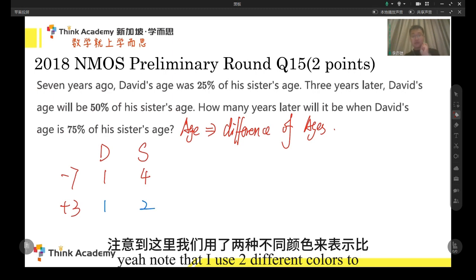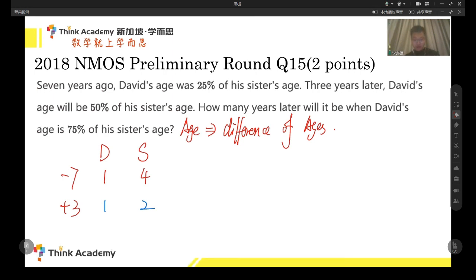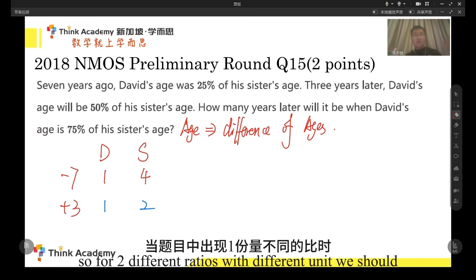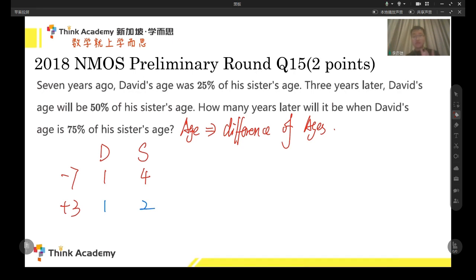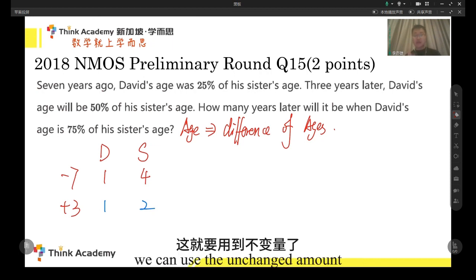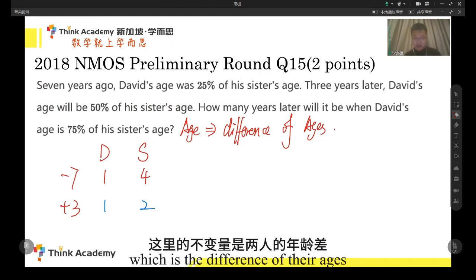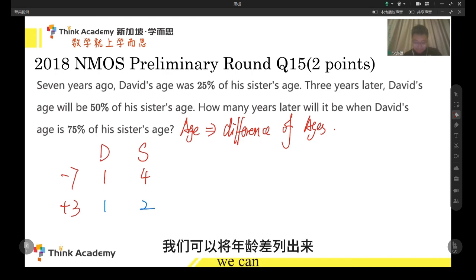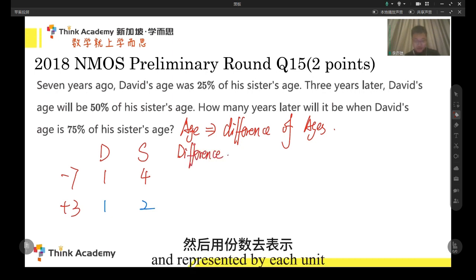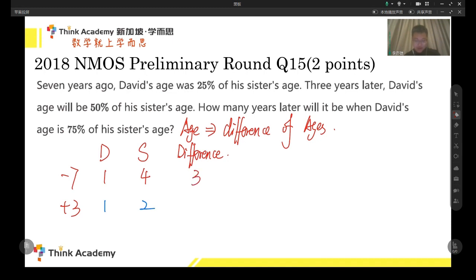Notice that I use 2 different colors to write this ratio, because the units are not the same, right? For 2 different ratios with different units, we should first unify the unit. But how to unify it? We can use the unchanged amount, which is the difference of their ages. We can write the difference here and represent it by units. So in 1 to 4 the difference is 3 units, and in 1 to 2 it is 1 unit.